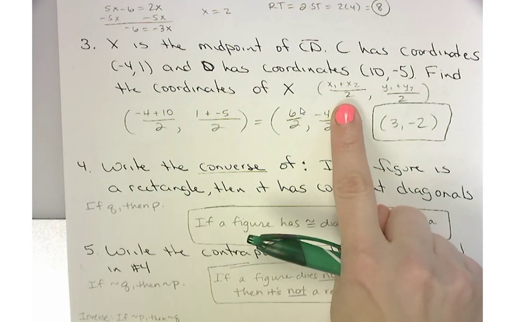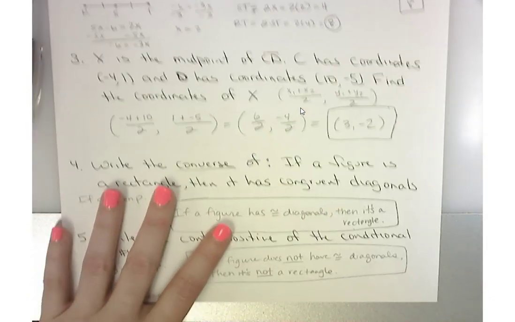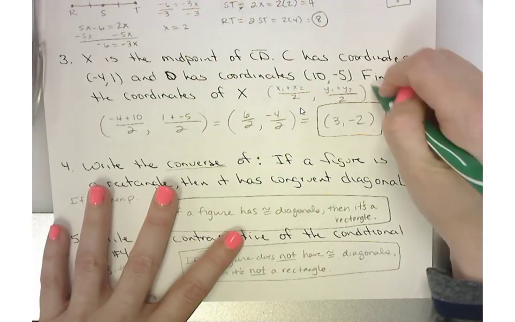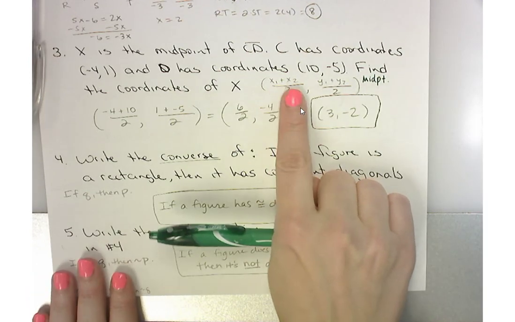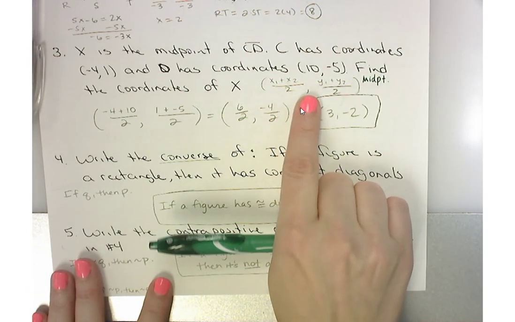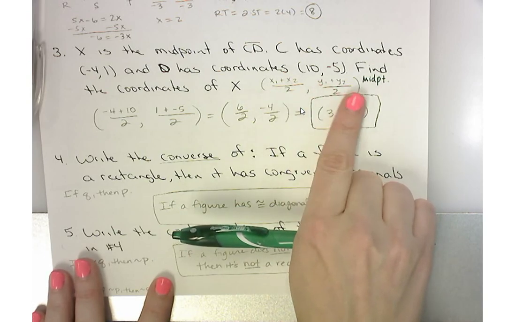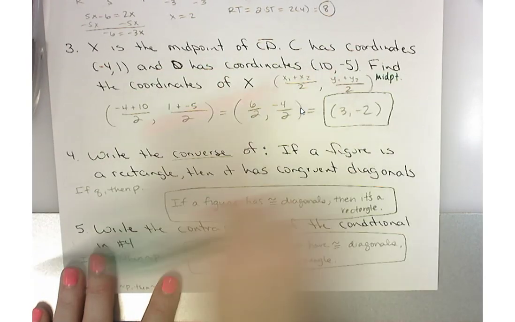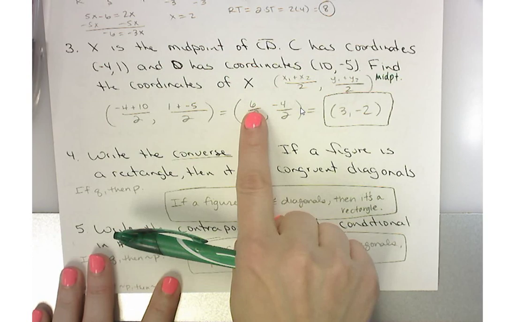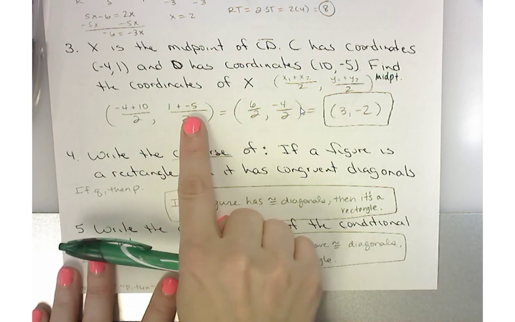This is probably a formula that if you don't know off the top of your head, you're going to want to write on your note card. This is the midpoint formula. Okay, so the midpoint is x1 plus x2 divided by 2, comma, y1 plus y2 divided by 2. This is a point. Okay, so if you have to find the midpoint, you're going to add the two x's, -4 plus 10, which is 6, and then divide by 2, simplifies to 3. 1 plus -5 is -4, divided by 2, simplifies to -2.